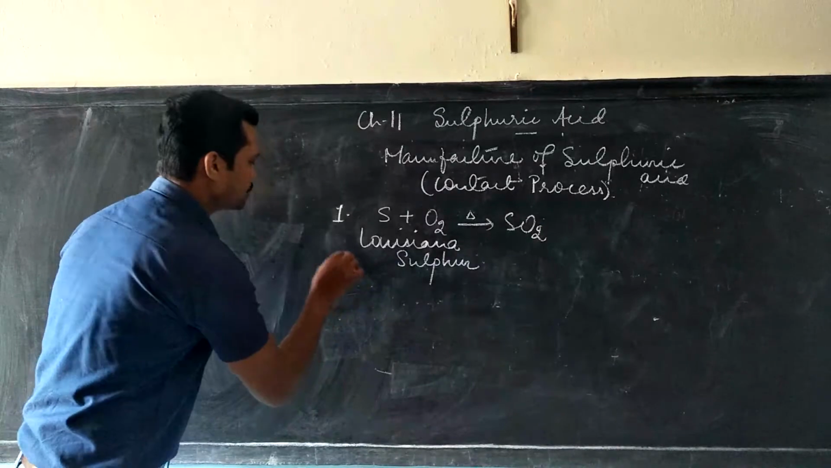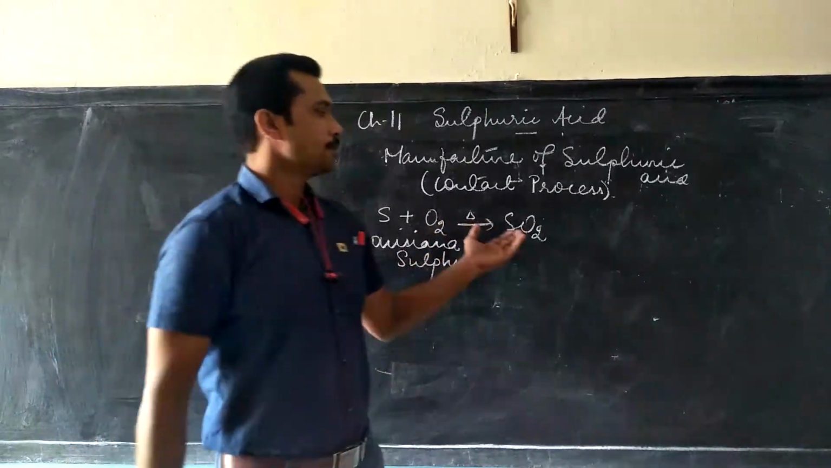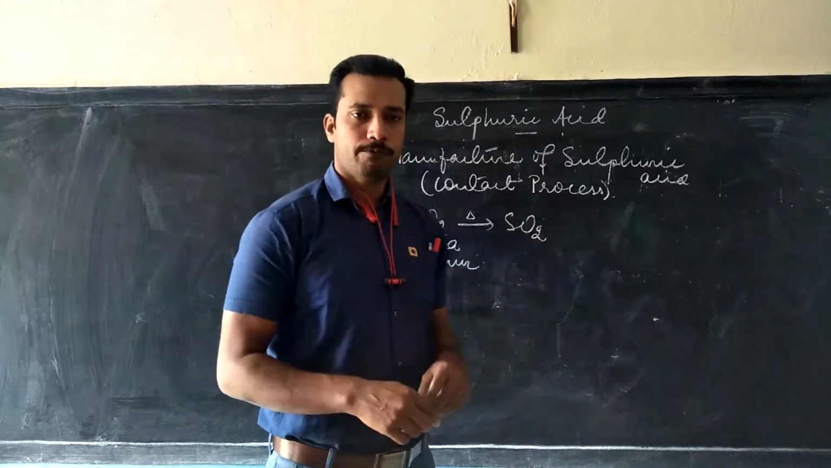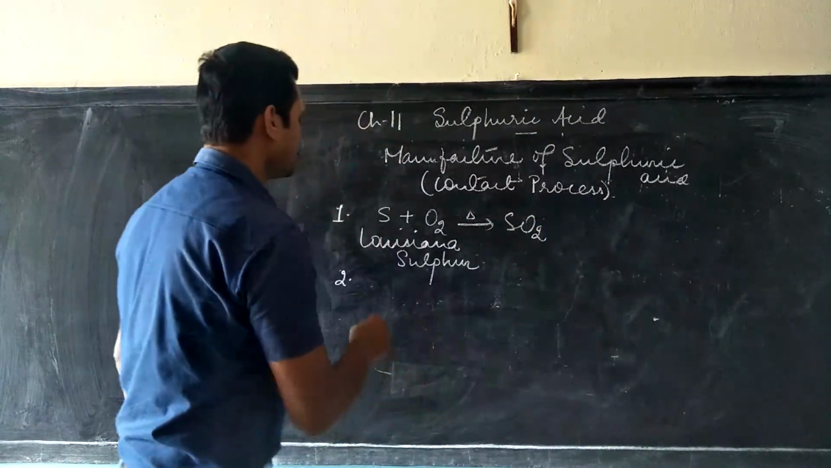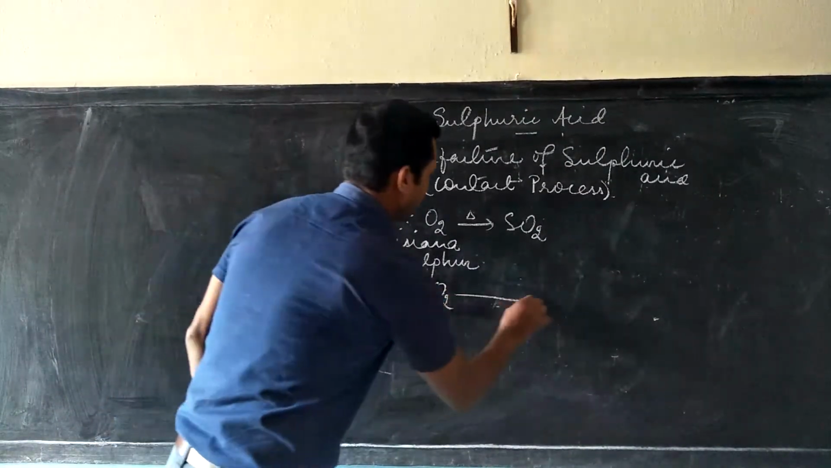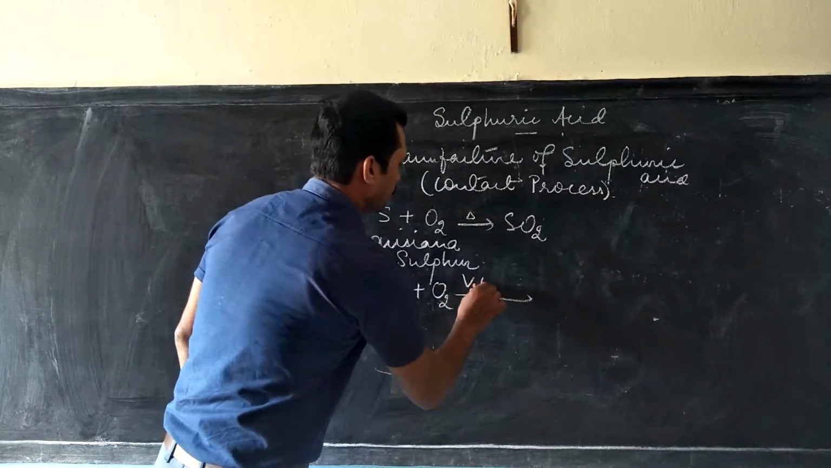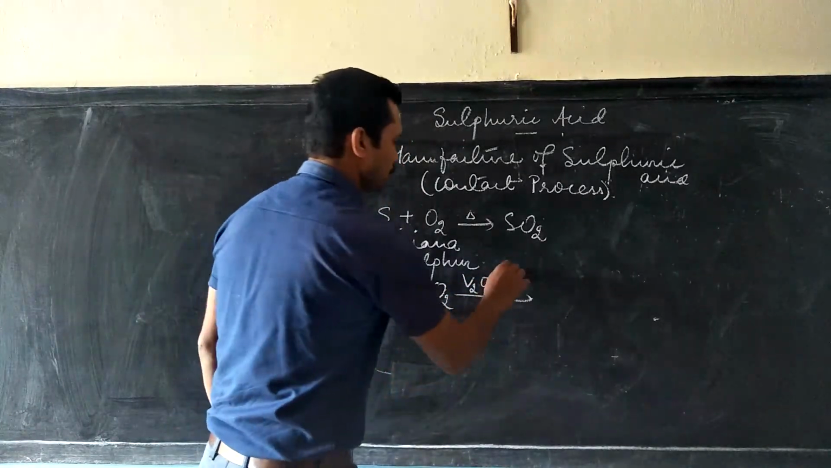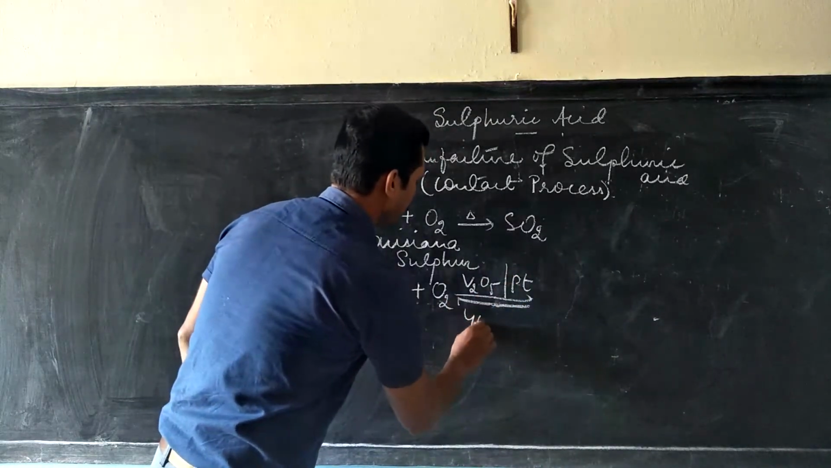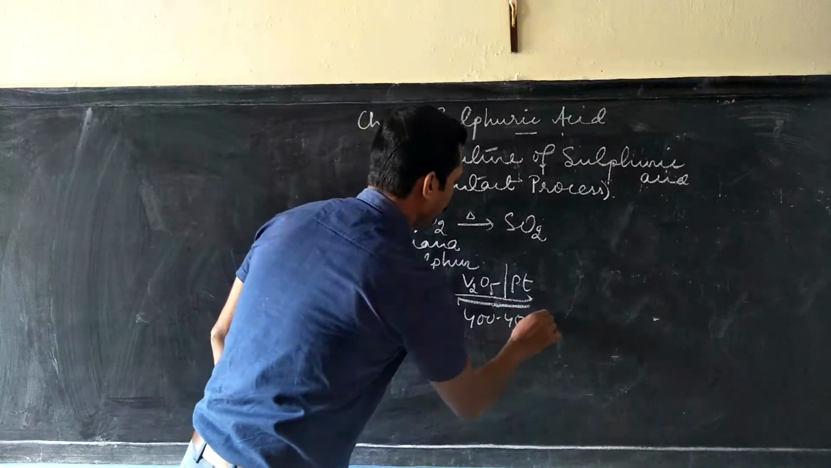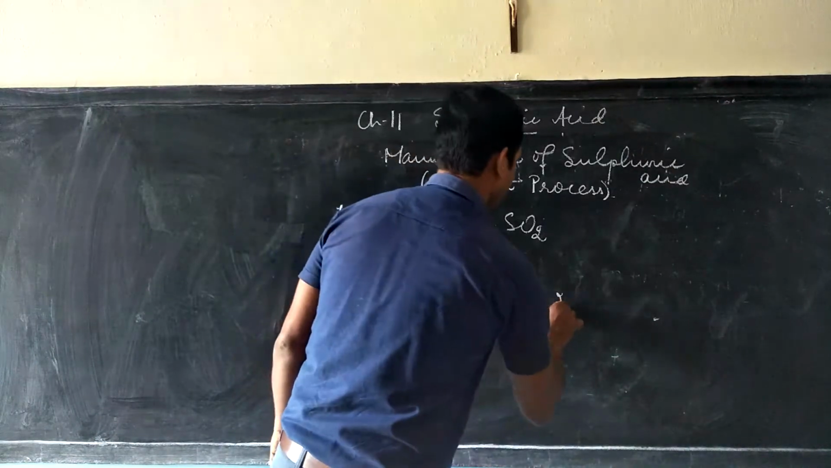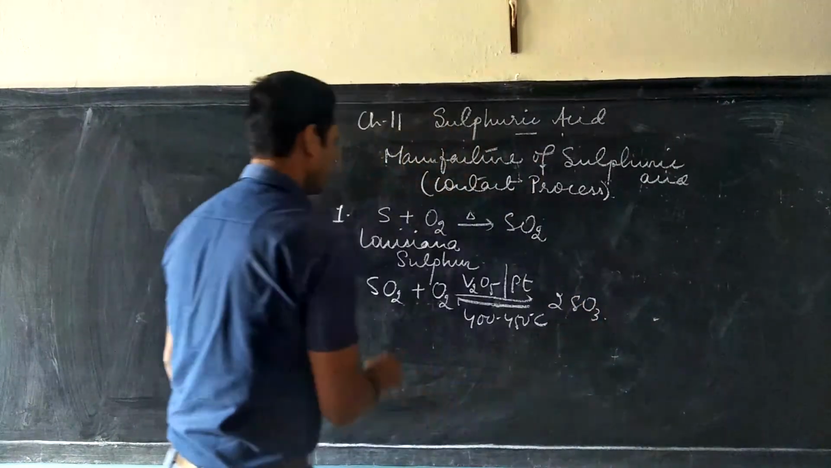The second step is the oxidation of sulfur dioxide or conversion of sulfur dioxide into sulfur trioxide. For this we require a catalyst, either vanadium pentoxide or platinum, should be heated to around 400 to 450 degrees Celsius, where you can get sulfur trioxide as the product.